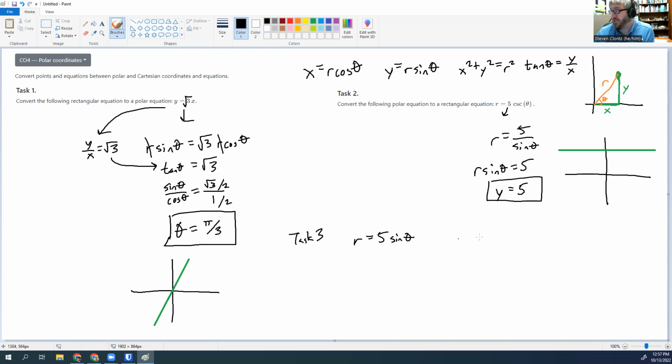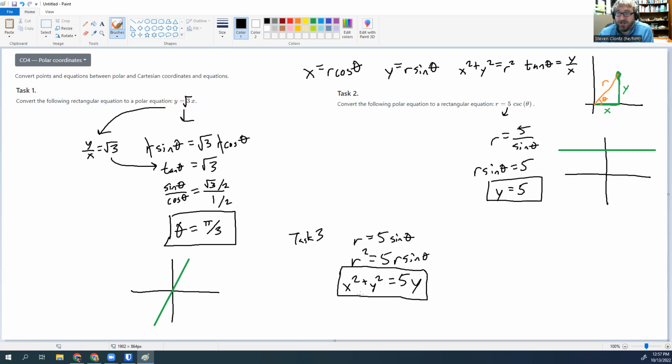Now in this situation, we don't have the r sine of theta that we really want. We can't divide this over and use this formula as it is. However, what I would do in this situation is multiply both sides by r to get r squared equals 5r sine of theta. And if that's the situation now, I can replace x squared plus y squared is equal to 5y. And technically I'm done. This is a rectangular equation.